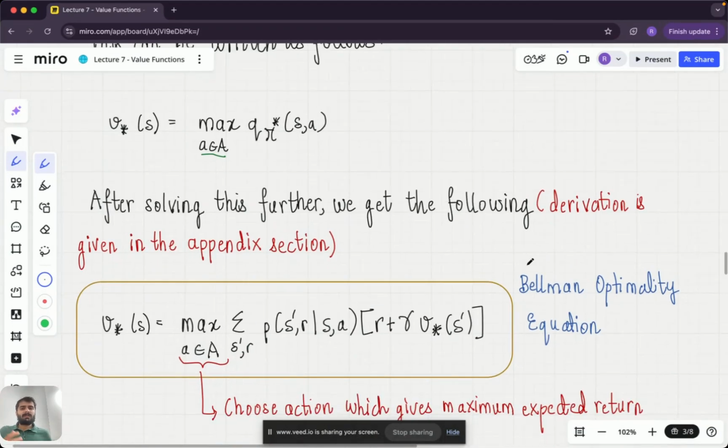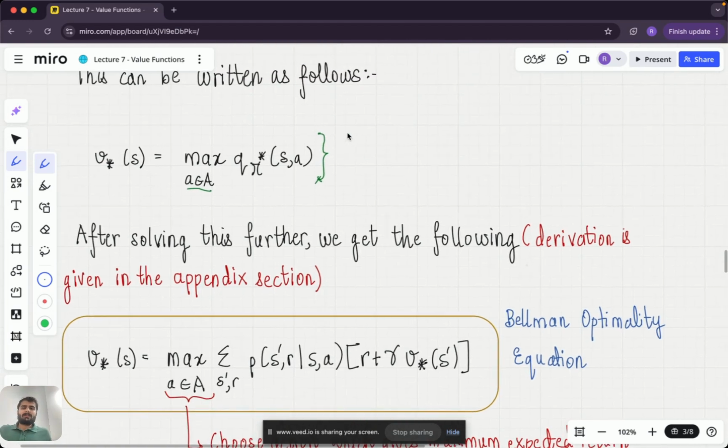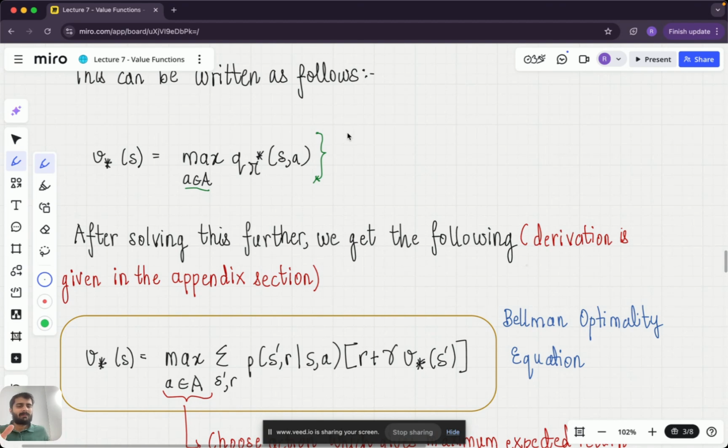So this equation is called the Bellman Optimality Equation, and it directly follows from what we have written over here. So let us again develop an intuition for this term so that we understand it properly. What we are saying is that if I am at state S and I have multiple options, multiple actions which I can take from this state.